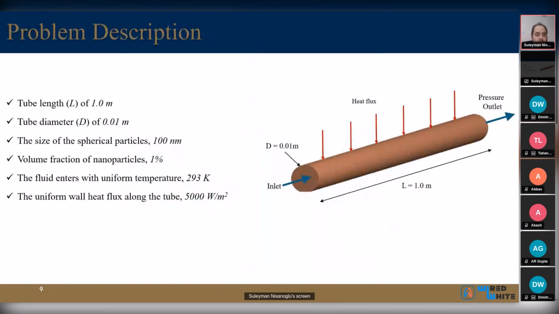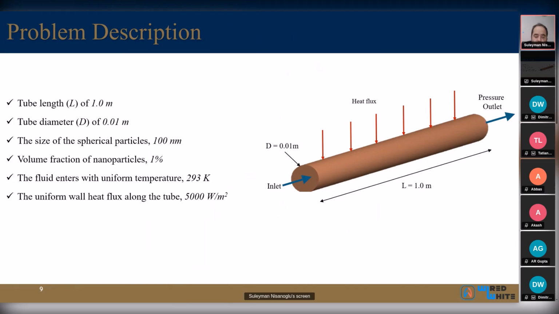This is our problem description. Before opening the software, let's explicitly define the thermal problem we are going to solve. We will investigate forced convection heat transfer inside a standard straight circular tube. The tube has a total length of 1 meter. Maybe I will select 0.1 meter length for calculation speed. And the internal diameter is 0.01 meter.